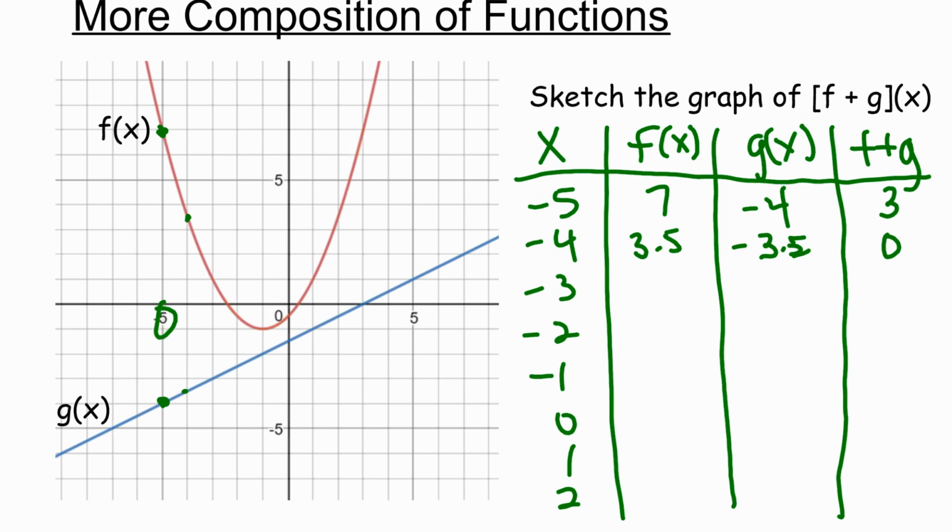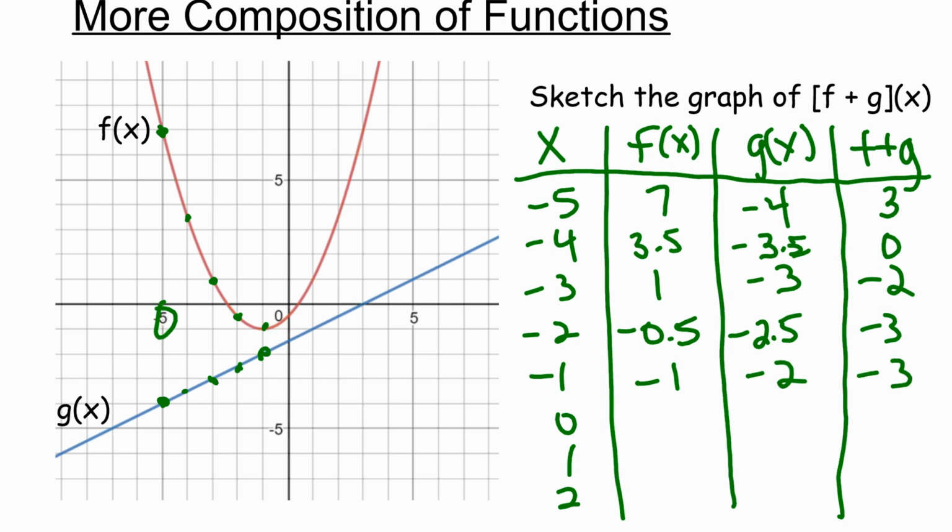Let's look at -3. F of x is up 1. G of x is down 3. Add those together, you get -2. We'll keep plugging away. At -2, it looks like f of x is around -0.5, and g of x is around -2.5. Add those together, we get -3. At -1, looks like f of x is -1 and g of x is -2. Add them together, you get -3.